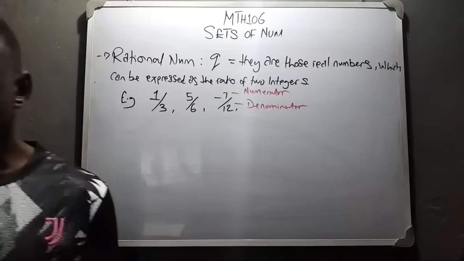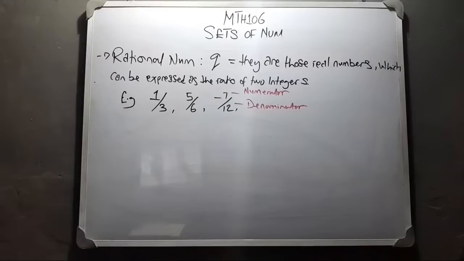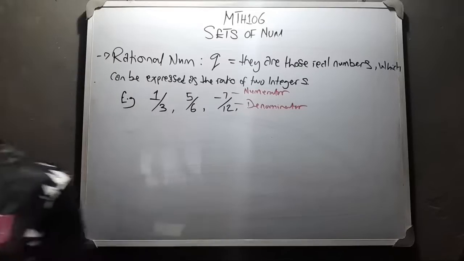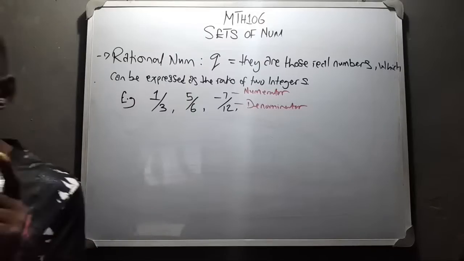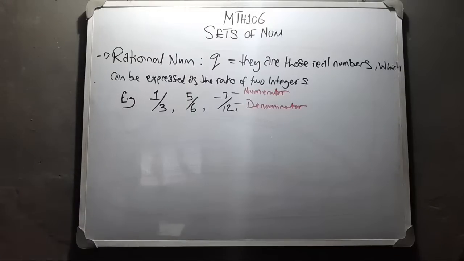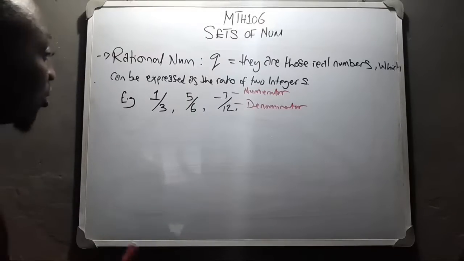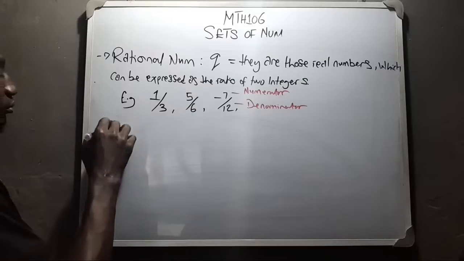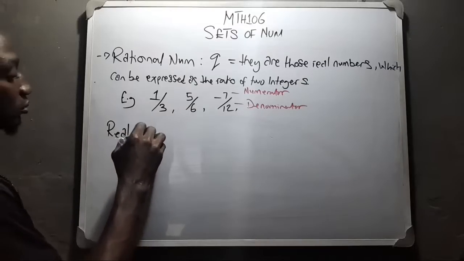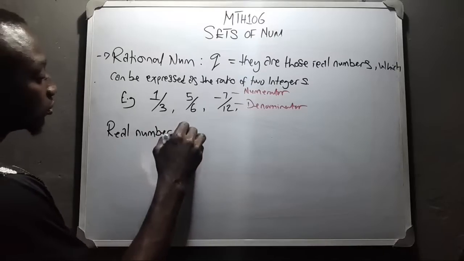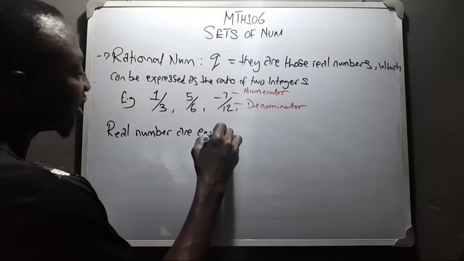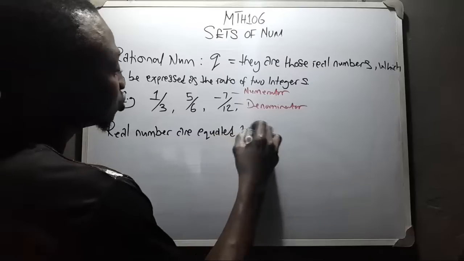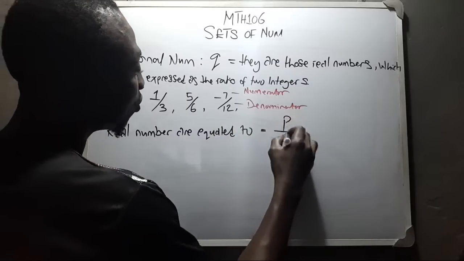So we have that on rational numbers. Now, for purpose of explanation, real numbers are equated to what we call P over Q.